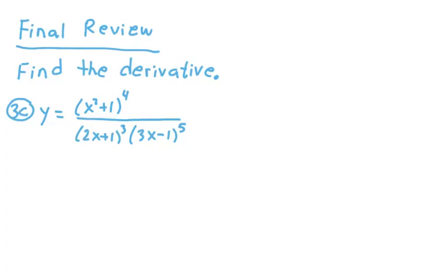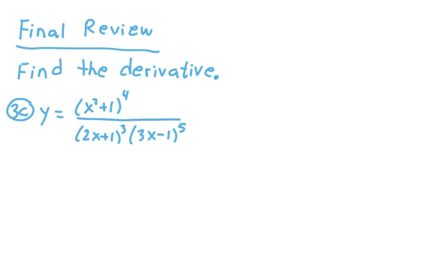This is a video for the final review in my Calculus 1 class. The directions say to find the derivative. So let's take a look at 3c. We have y equals (x squared plus 1) to the fourth divided by (2x plus 1) to the third times (3x minus 1) to the fifth.